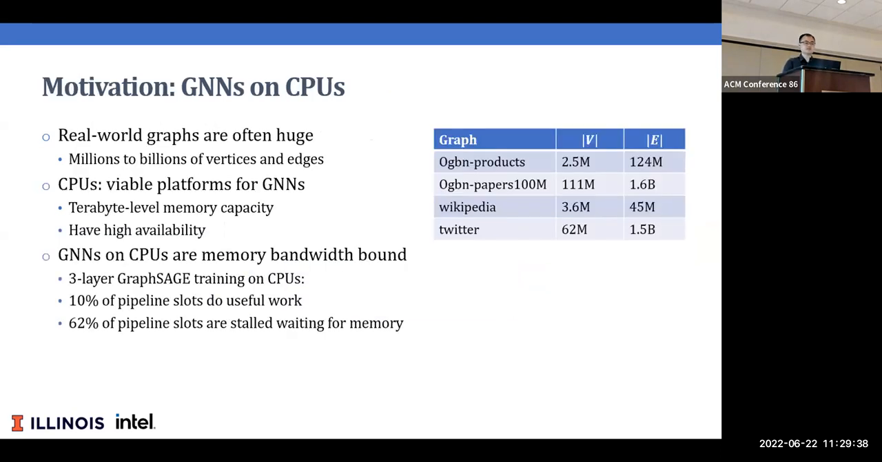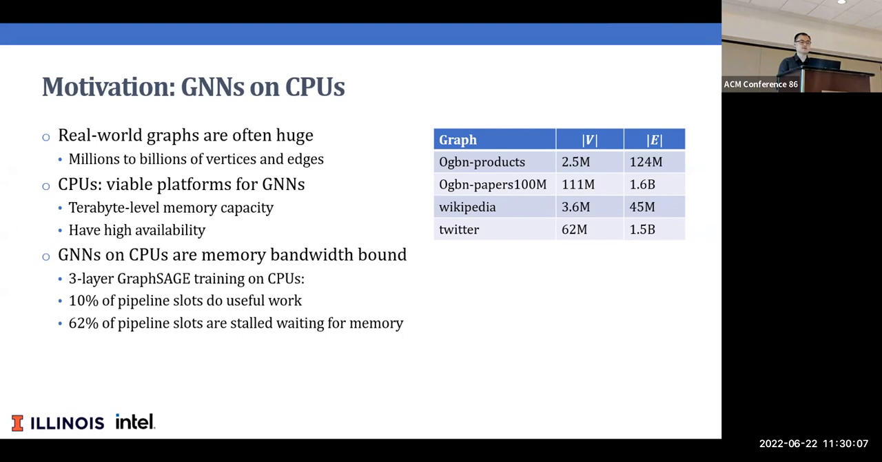So CPUs are a viable platform for GNNs for two reasons. First, real-world graphs can have millions to billions of vertices and edges. The terabyte level memory capacity of CPUs can enable full batch operations on those graphs. Second, CPU servers are widely deployed and have high availability. Using data center spare CPU cycles for DNN tasks is a common industrial practice.